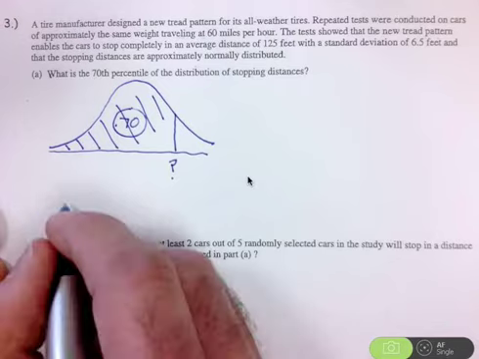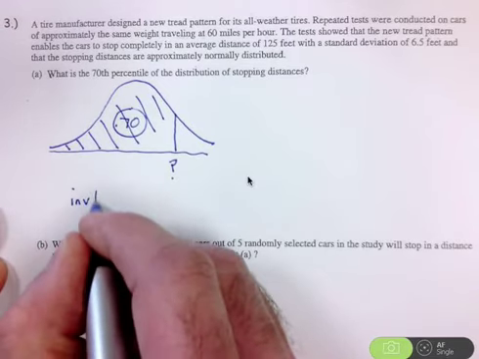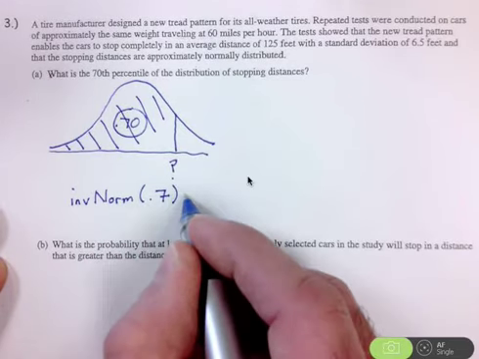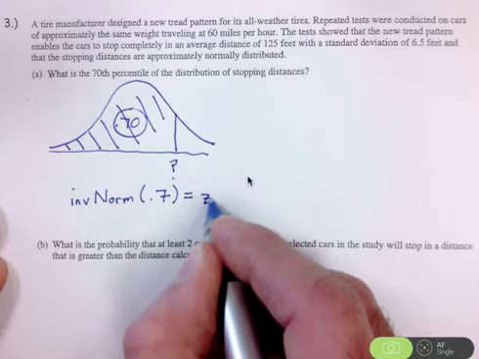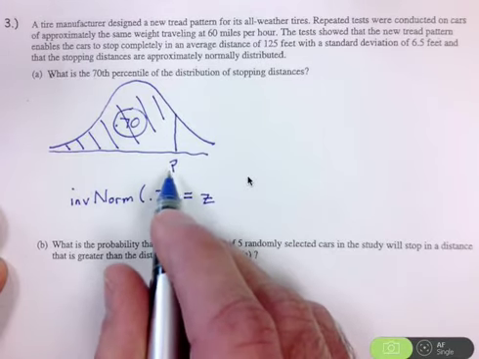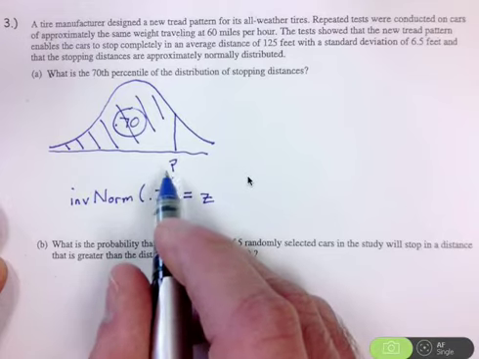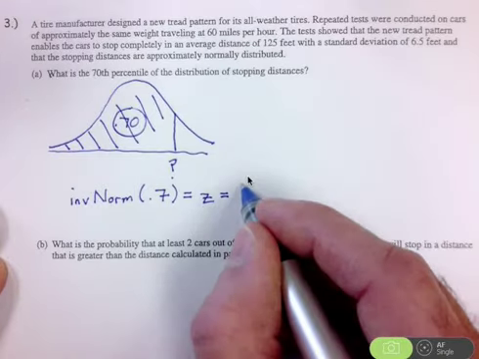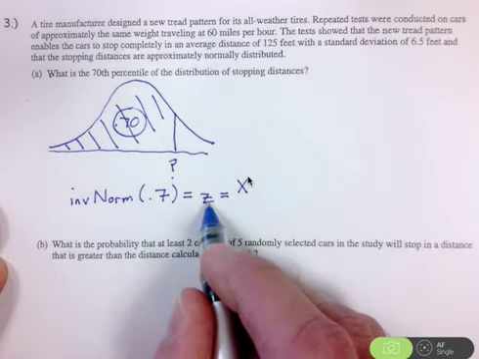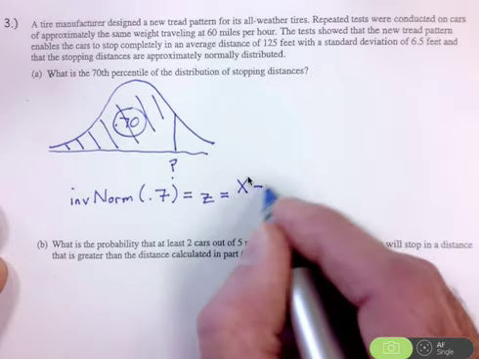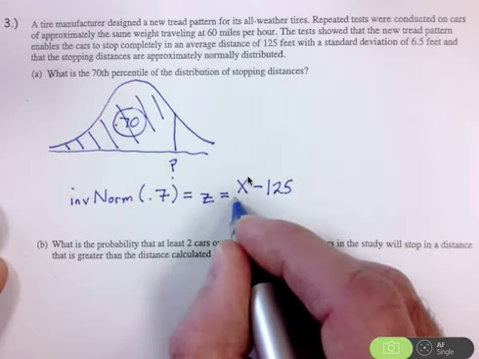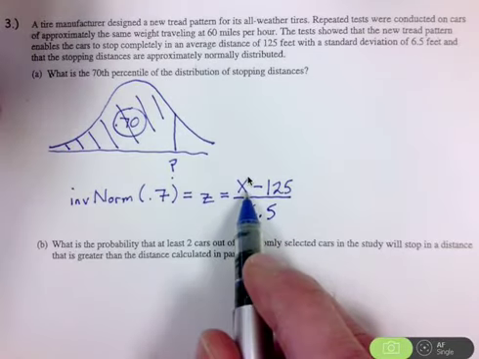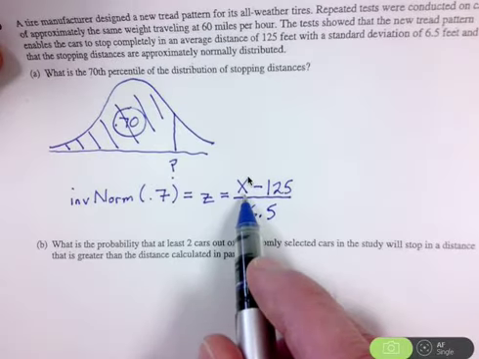So this is where you have to use the inverse norm command. In the inverse norm command, if you put in the percentile, the 0.7, it's going to give you a z-score. That z-score corresponds to this value right here. To find that value, you need to use the z-score formula backwards. To find the stopping distance, you need your z-score. To find this distance, you're going to subtract the mean, divide by the standard deviation. And that will allow you to solve for the stopping distance that is at the 70th percentile.